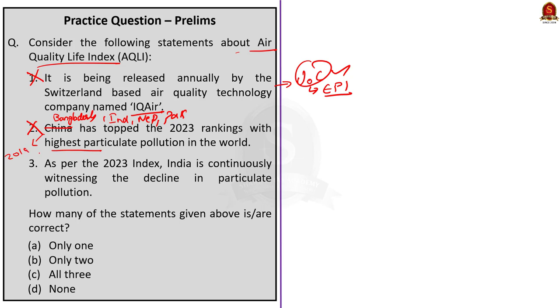Moving on to the 3rd statement, as per the 2023 index, India is continuously witnessing a decline in particulate matter pollution. This statement is also incorrect. Actually, the particulate matter pollution in India has been on a constant rise. It has not been declining. So, statement 3 is also incorrect. Since all the statements given here are incorrect, the correct answer here is option D, none.